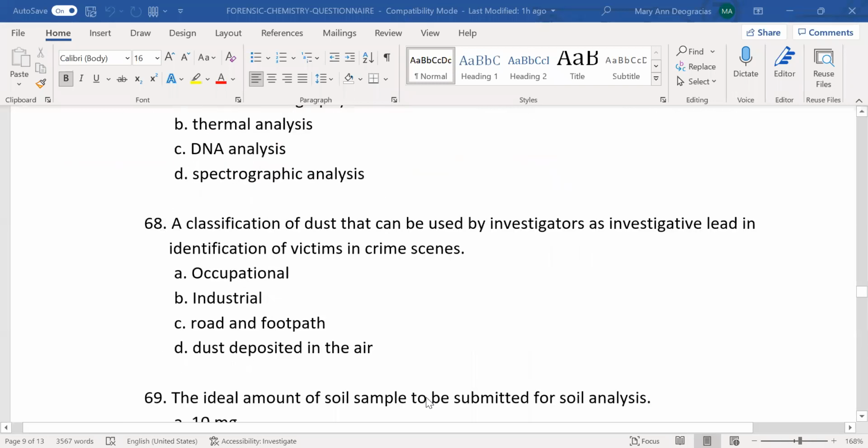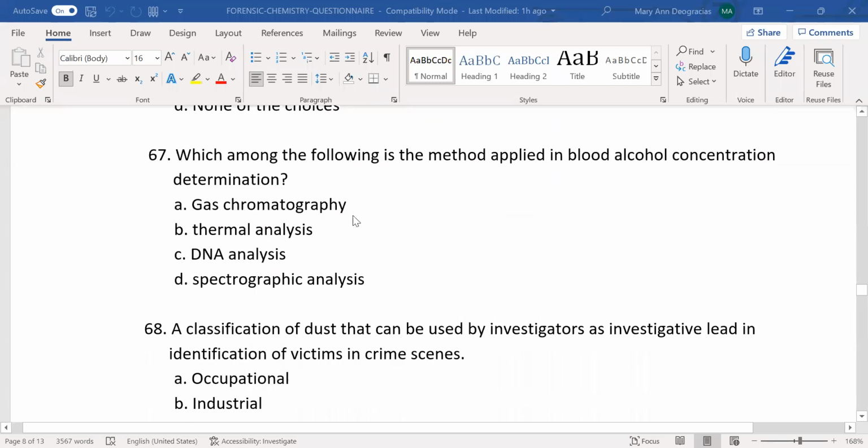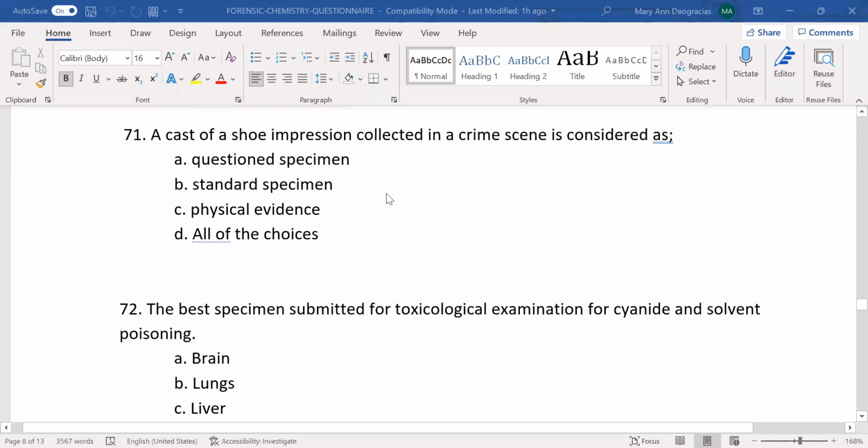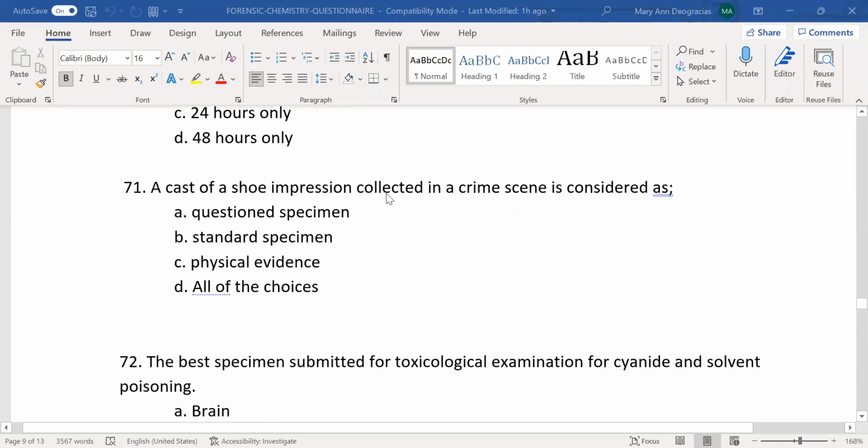67. Gas chromatography, anak. Applied in blood alcohol composition determination. Letter A ang sagot. Alright, next we have, sana tayo? Toxicology na tayo.